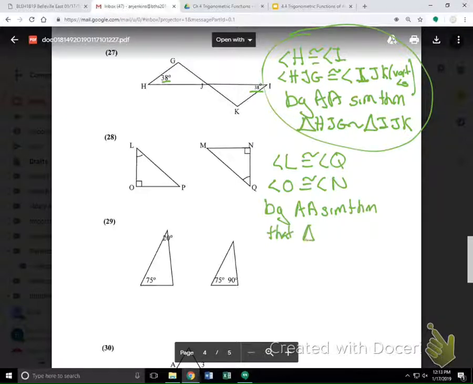So we can say once again by AA similarity theorem that triangle, and then it doesn't matter the order you're starting with. So LOP is similar. Now we've got to match them up. L matches with Q. And what? M.